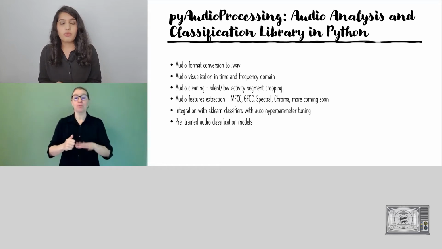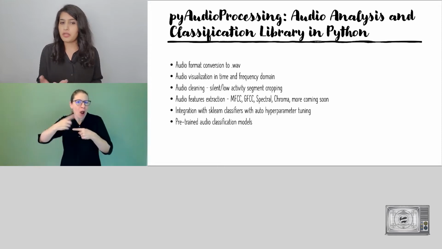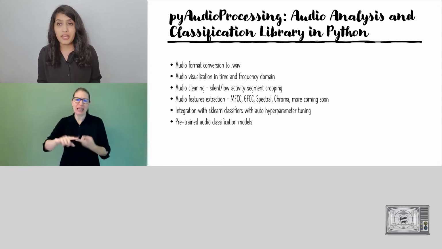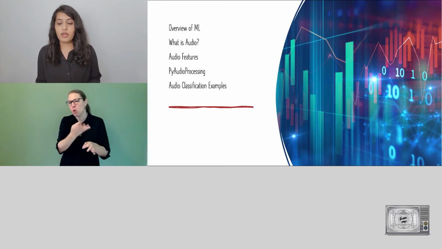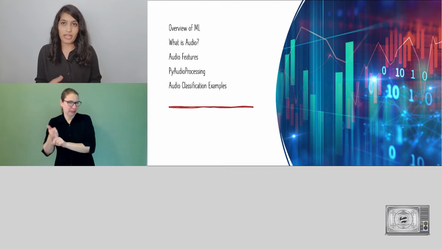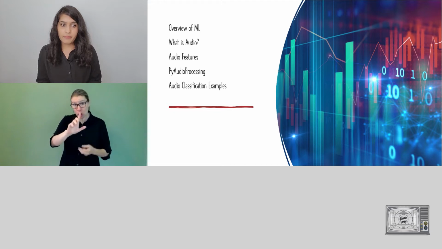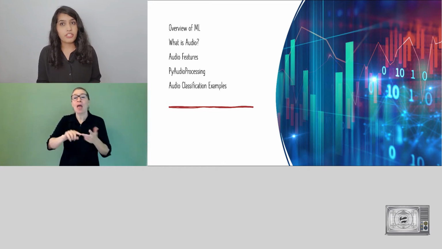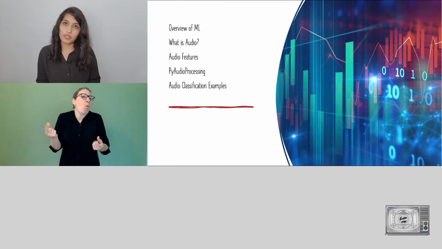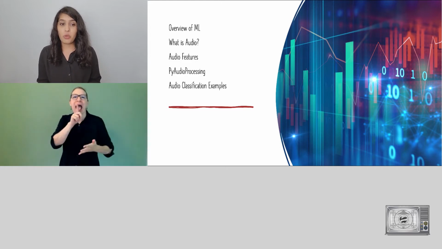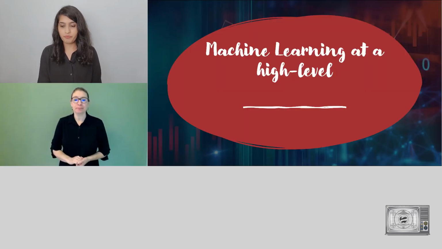Now, for someone new to the audio processing domain, what features, what is this MFCC, GFCC, spectral, all of this, may not be clear. So we'll quickly dive into a few things before we get back to the library and how to use it. That'll be an overview of machine learning, what an audio signal is, audio features, where the inspiration comes from, and then pyAudioProcessing, the kind of things you can do with this library, followed by some actual audio classification examples that were accomplished using the pyAudioProcessing library.